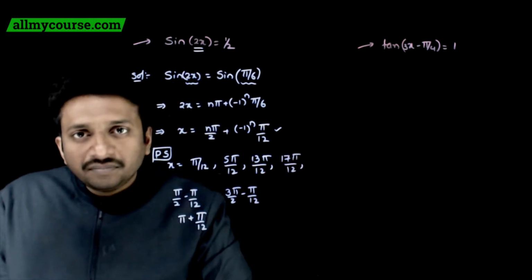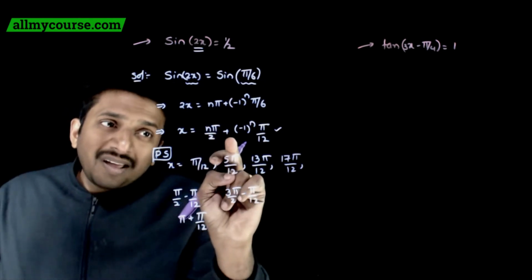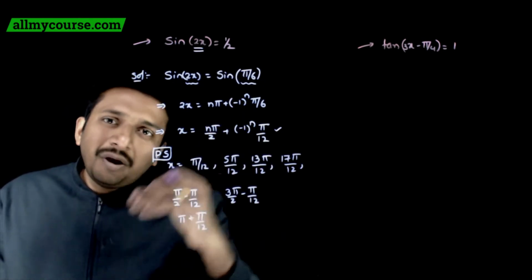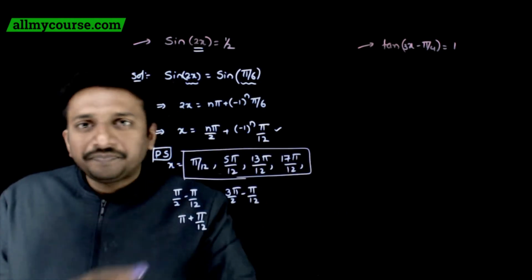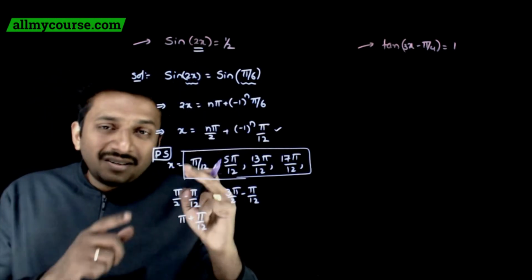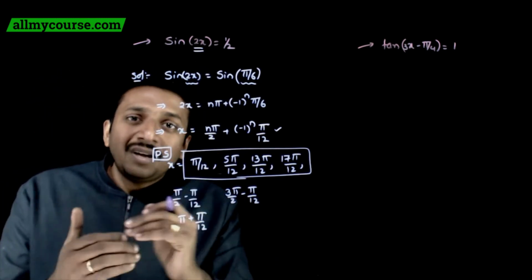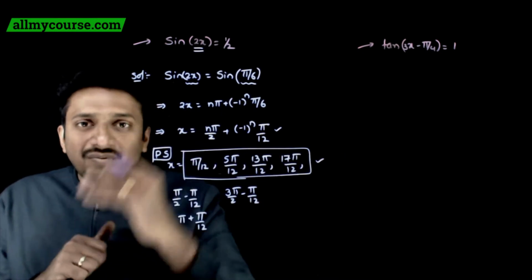Now if you put n equal to 4, you have 2 pi plus something. You are going beyond 2 pi. So these are the 4 principal solutions. Instead of x, if you have 2x, the 2 principal solutions are now becoming 4 principal solutions. So these are the principal solutions to this question.